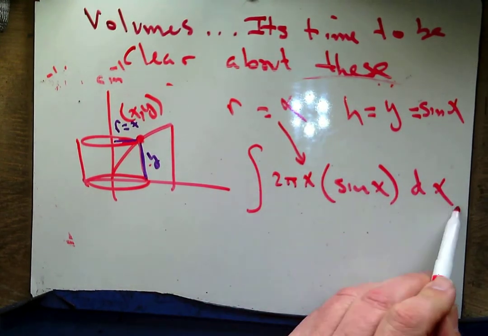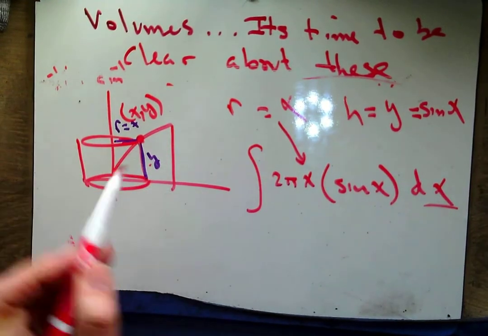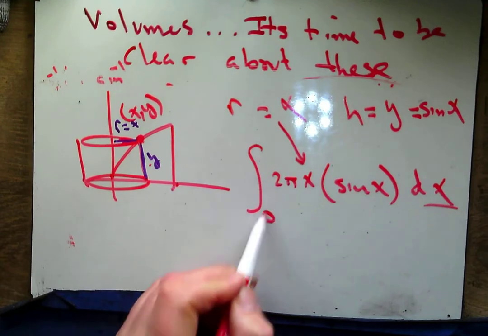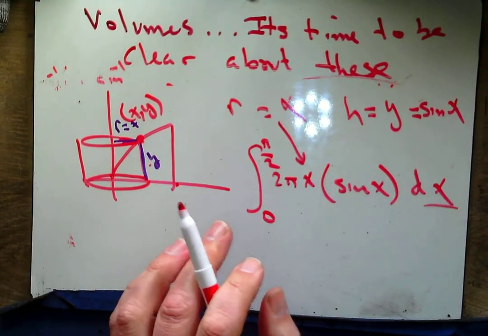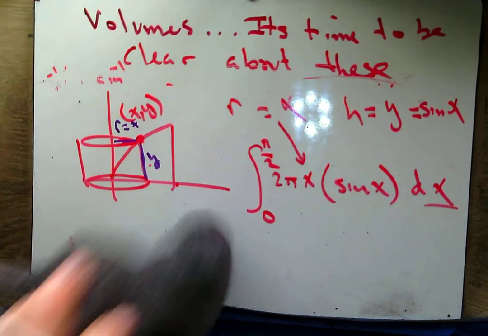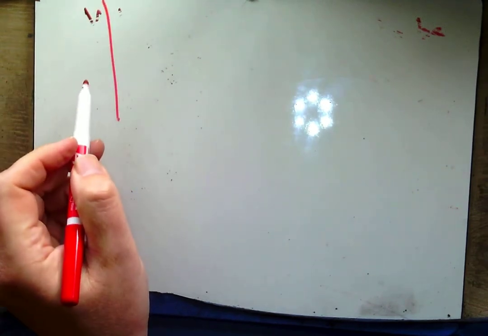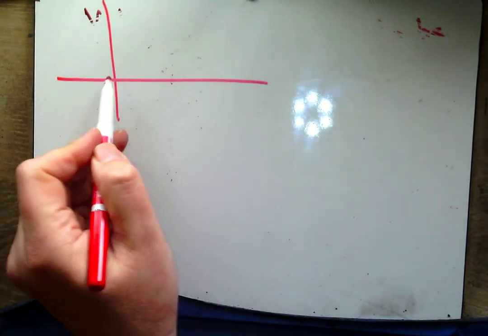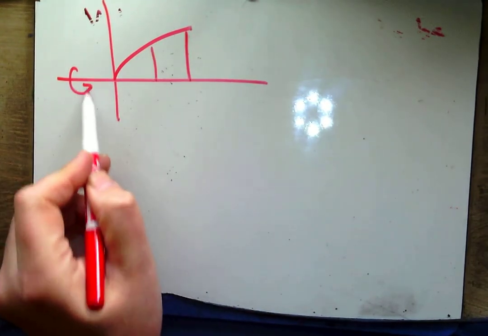And because I have a dx integral, I need x values. The last problem we needed y values, but here we're integrating from 0 to pi over 2. Okay, nice setup. Let's move on. Number 3. Number 3 says we're going about the x-axis this time. Okay, first with disks and washers.